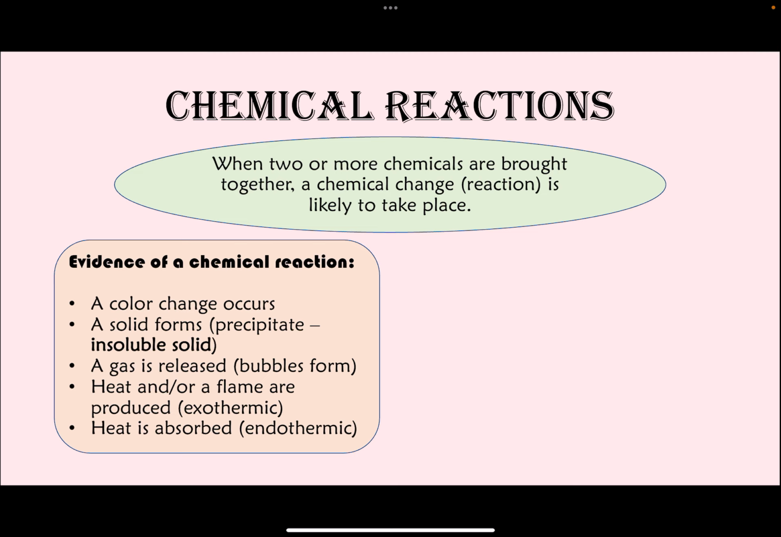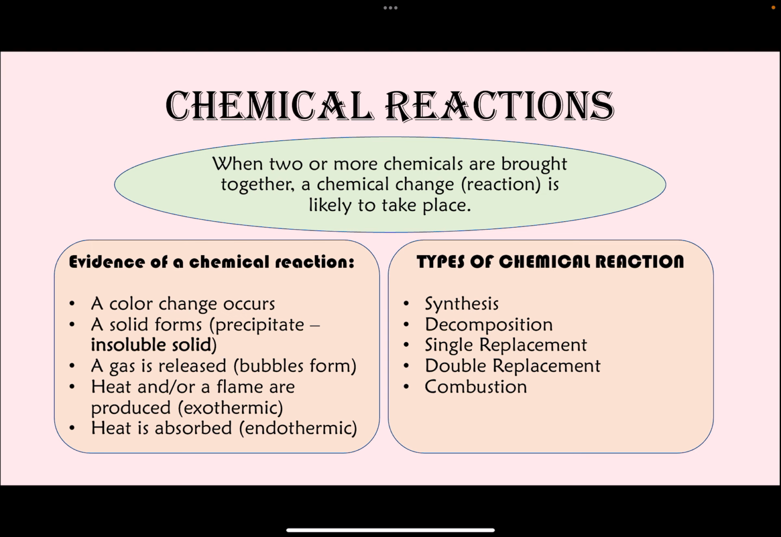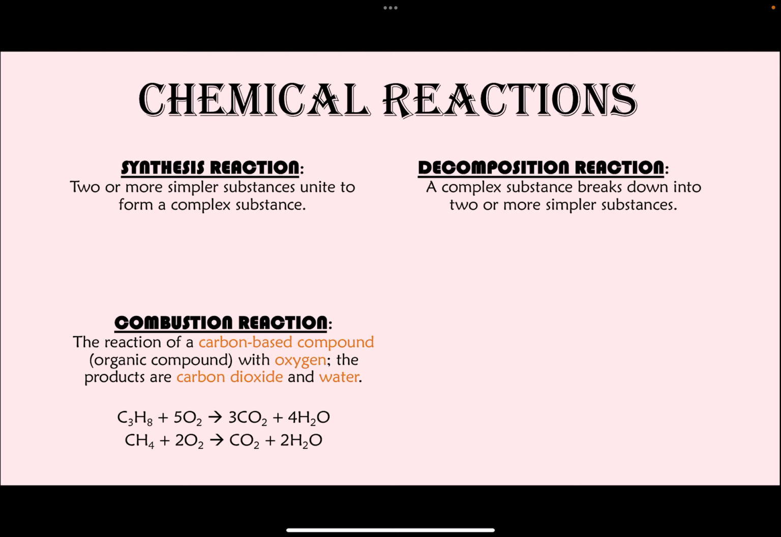There are 5 types of chemical reactions that we are going to talk about in this lesson, and those are synthesis, decomposition, single replacement, double replacement, and combustion. So let's start off with the first few. The synthesis reaction is when we have two simpler substances that are combining to make a complex substance. Please make sure that you remember this definition in the same terminology. Simpler substances combining to make a complex substance.